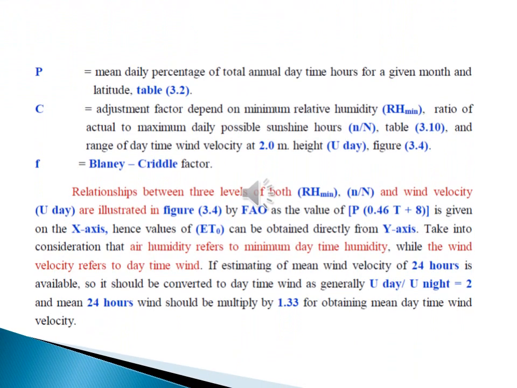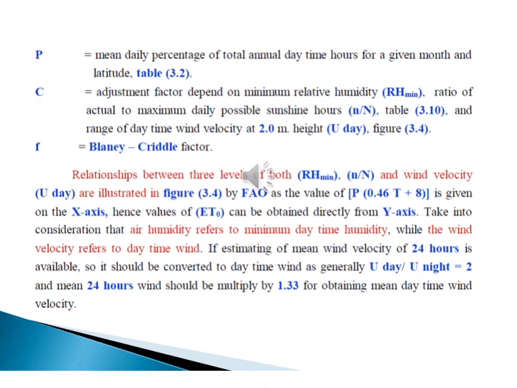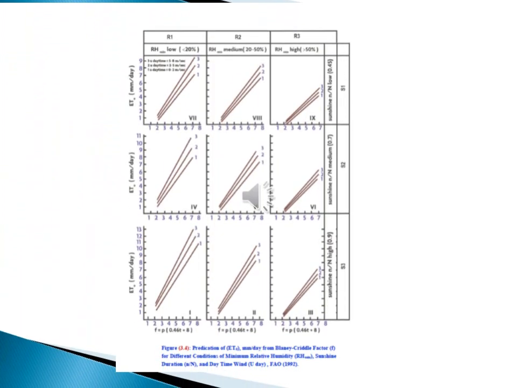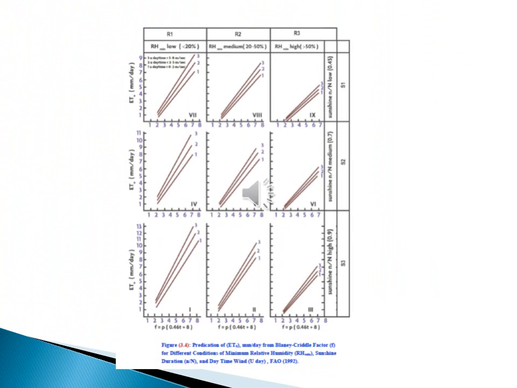Relationships between three levels of each of minimum relative humidity, relative sunshine duration, and wind velocity are illustrated by FAO. Hence, values of evapotranspiration can be obtained directly from the y-axis as shown in the following figure. Figure on the prediction of evapotranspiration from the Blaney-Criddle factor for different conditions of minimum relative humidity, sunshine duration, and daytime wind.